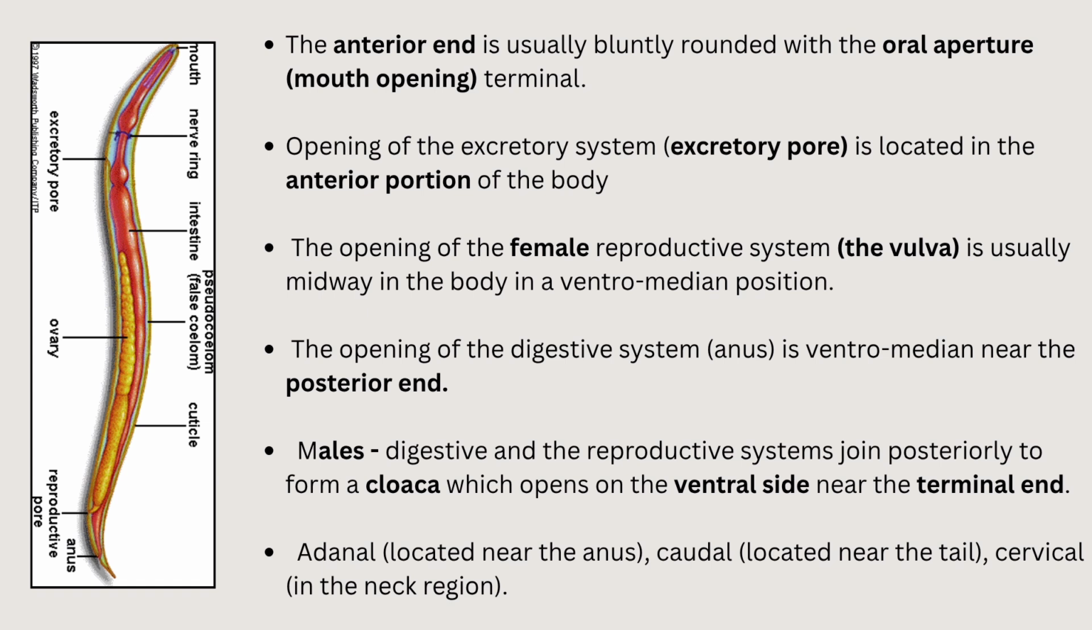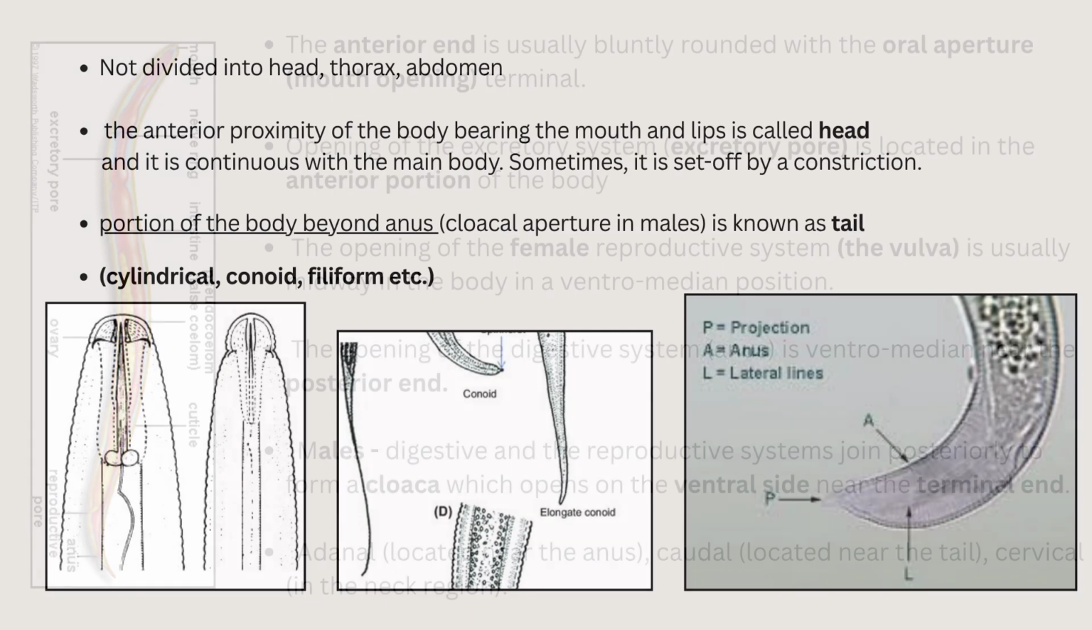And there are some terms called adanal, caudal, and cervical. Adanal, from the name itself you can understand, is near the anus. Caudal means tail, so it is located near the tail. Cervical means neck region. So these are the important locations of the openings of the nematode body. It is very important for taxonomy and morphology, because by using these we can identify different nematode species by the different positions of the openings. Absence of a vulva indicates it is a male, and presence of a vulva indicates it is a female.